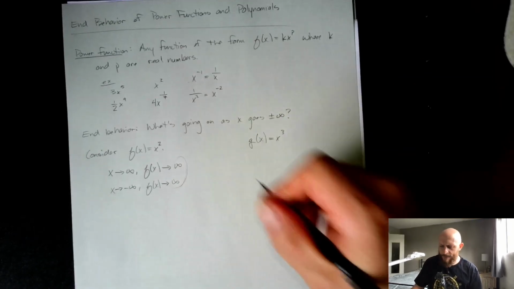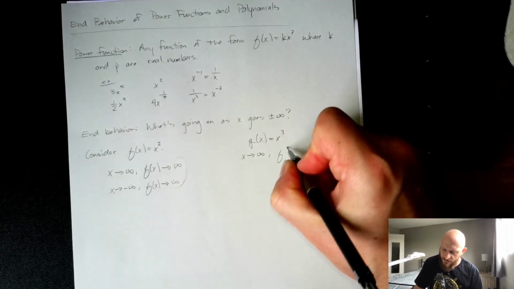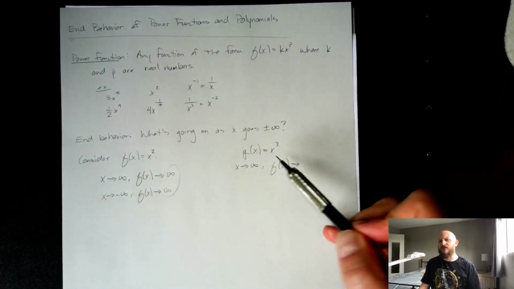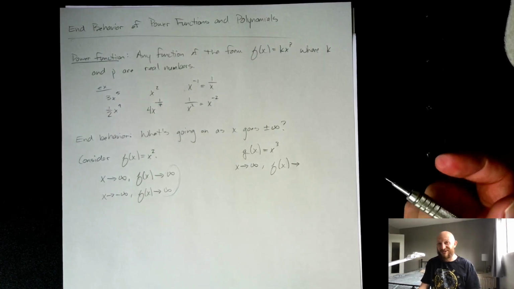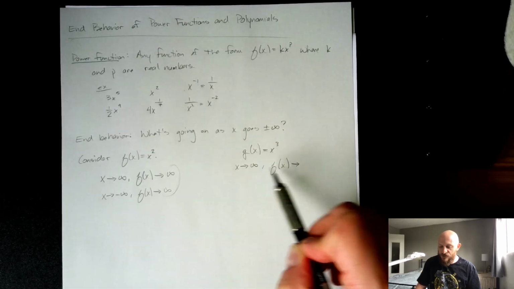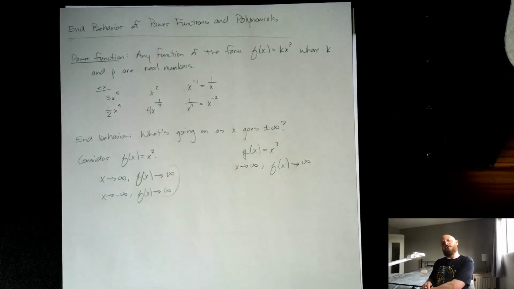All right, well, what about x cubed? What happens with that? As x goes to infinity, again, think about it. If we plug 10,000 into x cubed, 10,000 cubed is a really, really large number. So as x goes to infinity, as x gets huge, f of x gets really huge. F of x also goes to infinity.